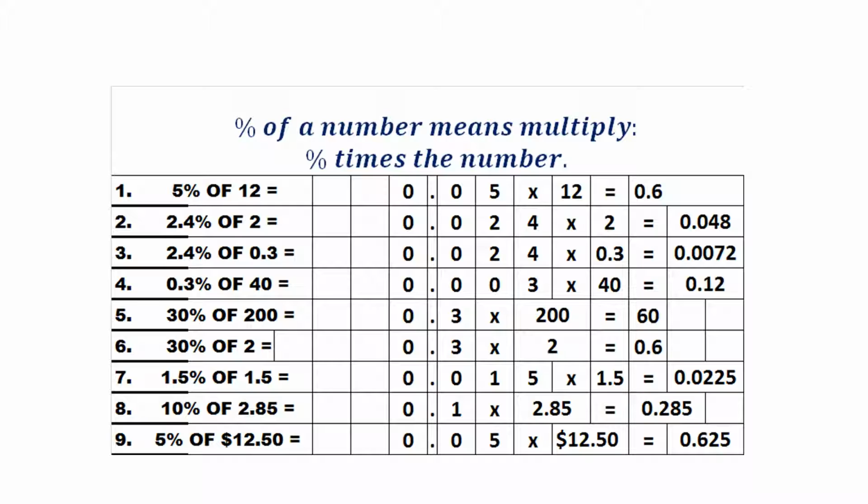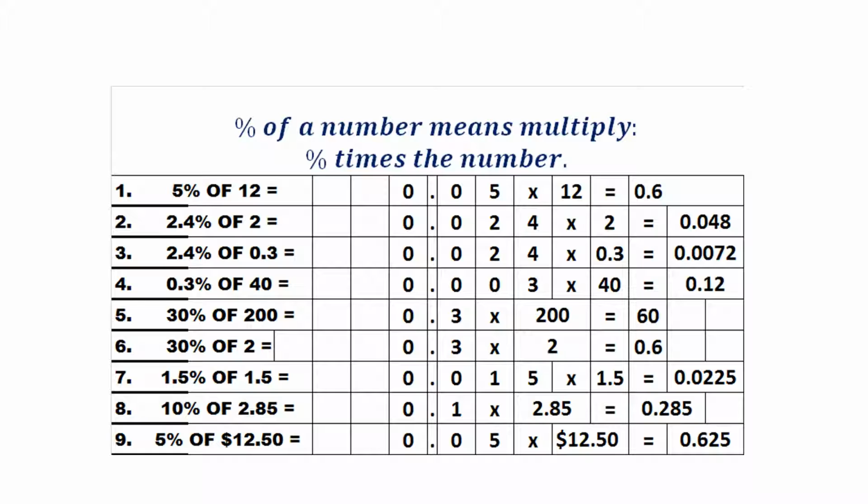5%, 0.05. By the way, the percent of a dollar is the cents of a dollar. So when you say 5%, you say, okay, in money, that's 5 cents. That's 0.05. Another way of remembering it. And then we're going to multiply these times certain numbers. So we'll start with the first one.